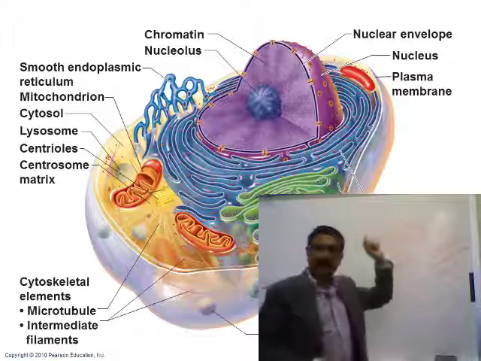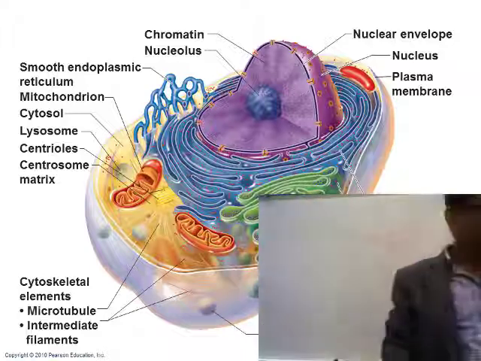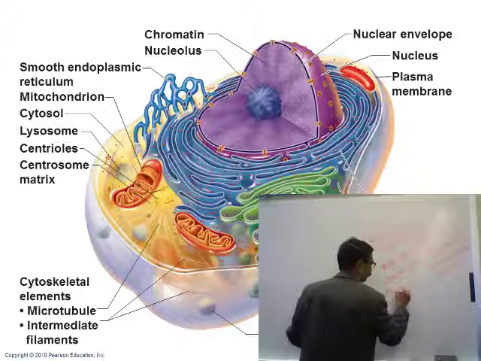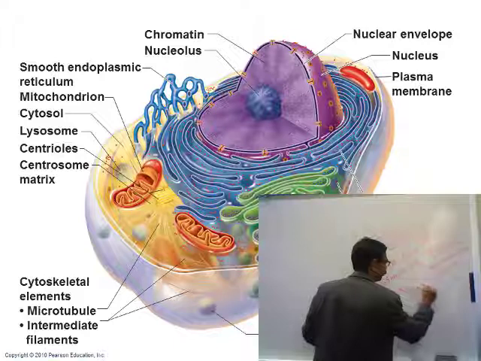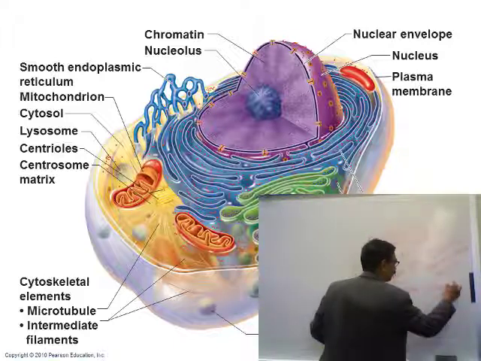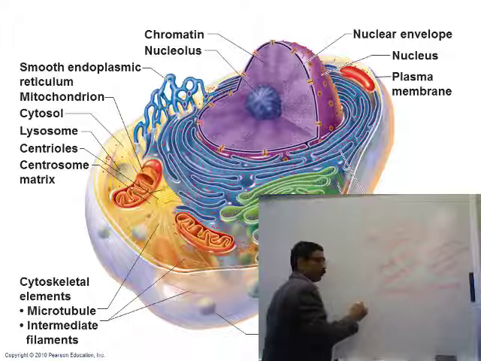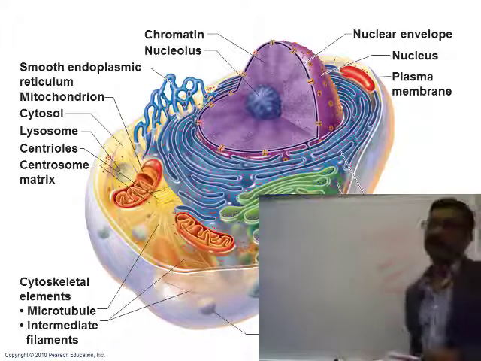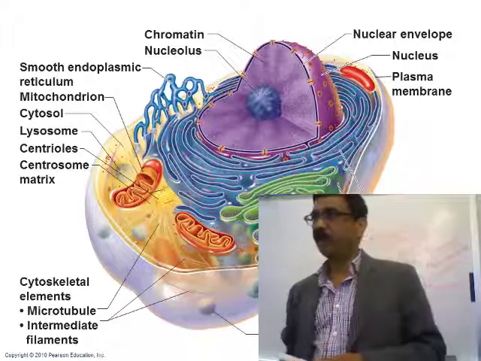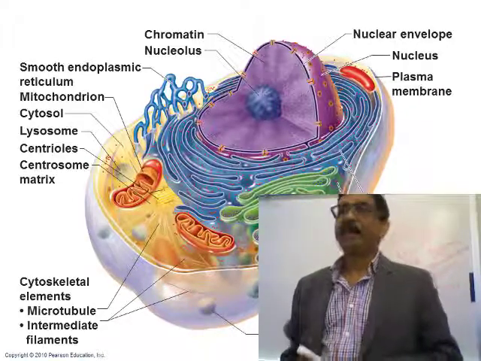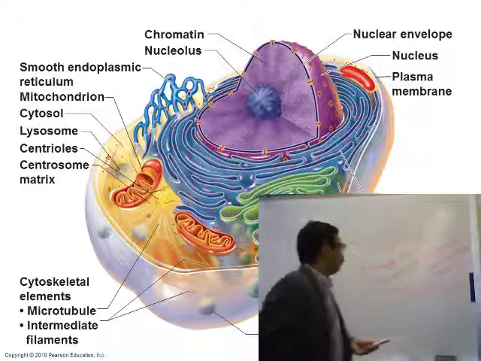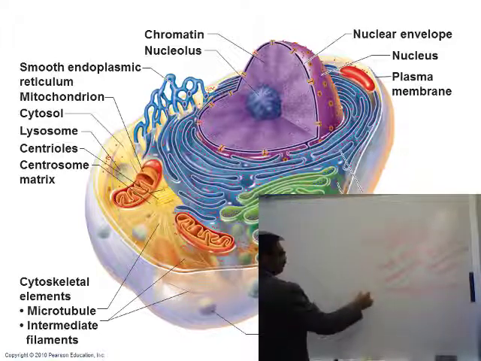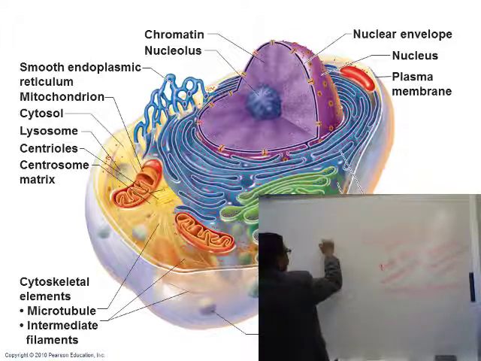And what does rough ER do? Rough ER processes proteins. So after manufacturing, the proteins are processed inside the rough part of the ER. Okay. Then the proteins are sent to the Golgi apparatus. So from here proteins go to the Golgi apparatus.